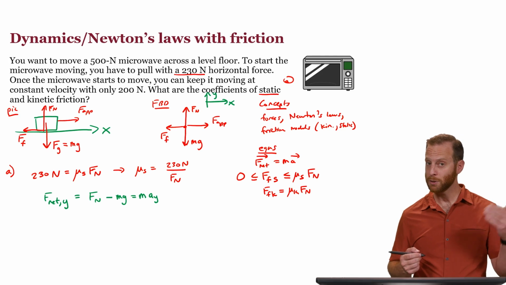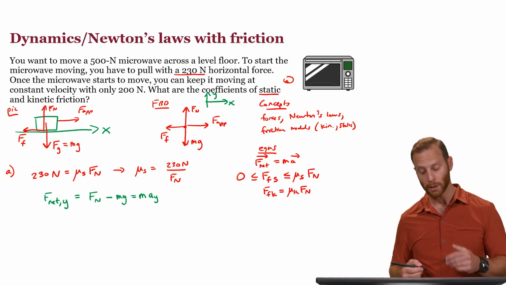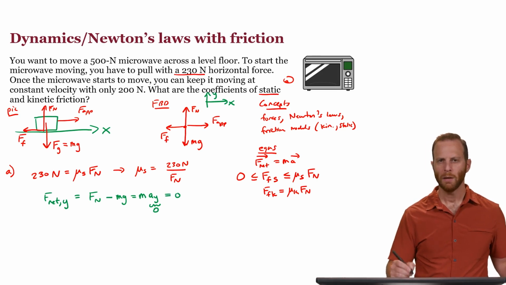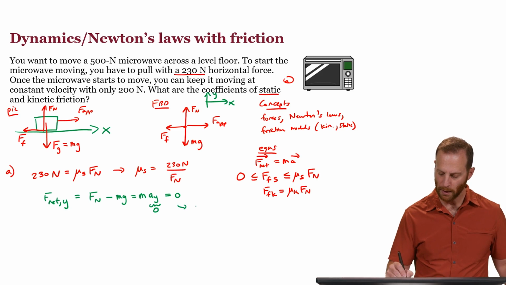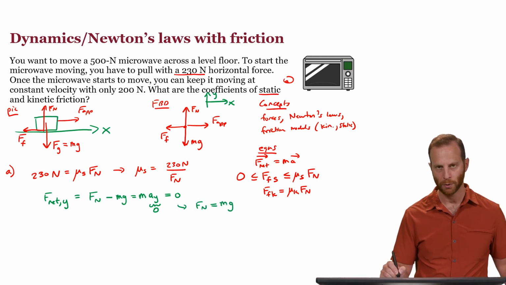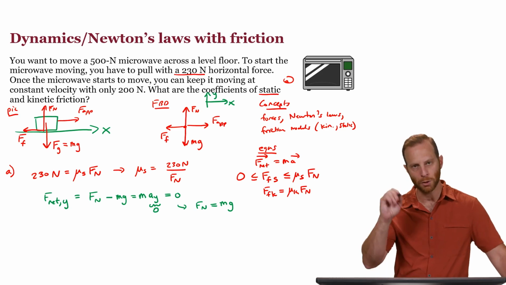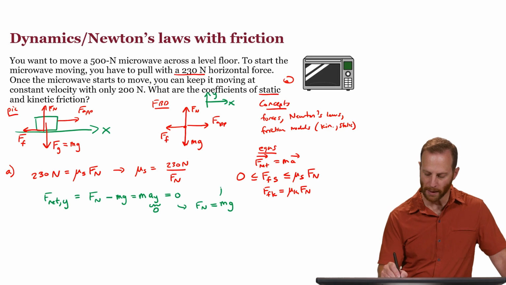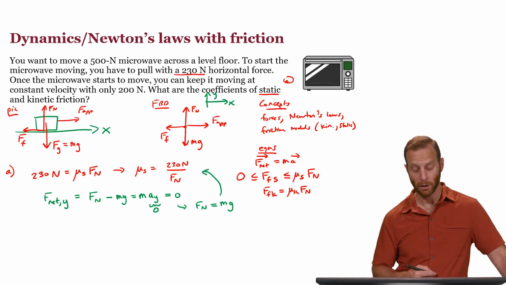We know that this object is not going to move at all vertically. Therefore, its acceleration in the y direction is 0. So this is all 0. That's how you can confirm that the normal force is simply equal in magnitude to the gravitational force, because there is no acceleration vertically.